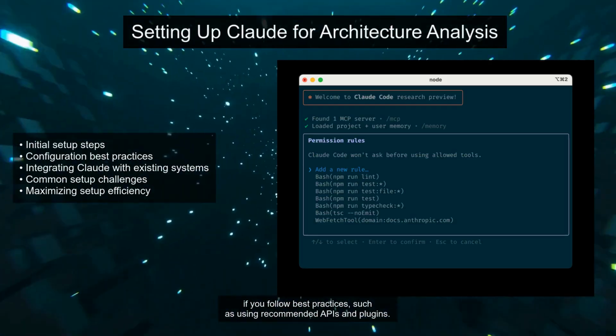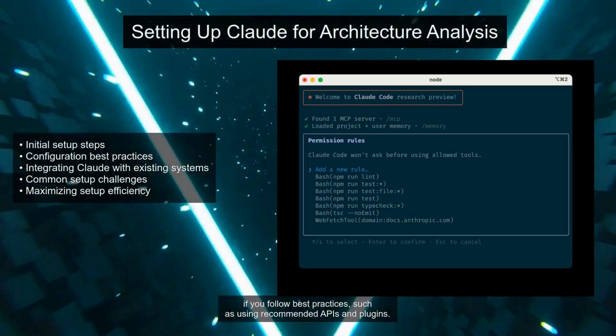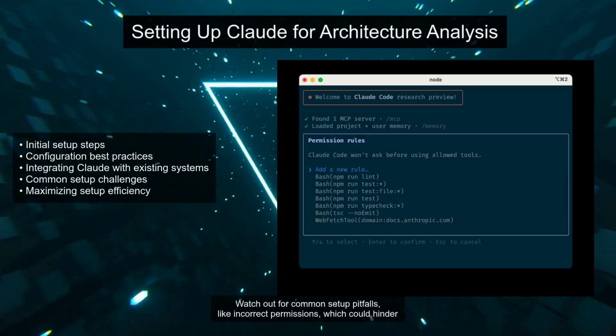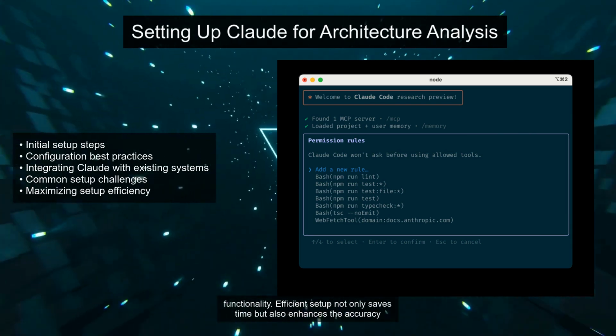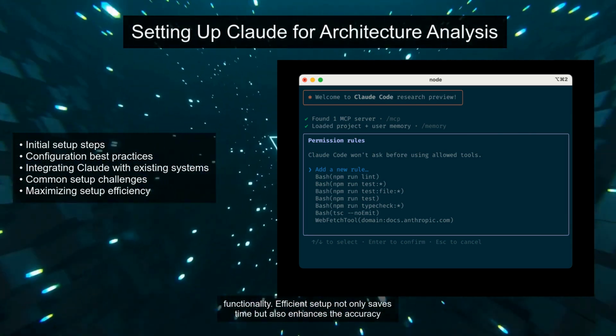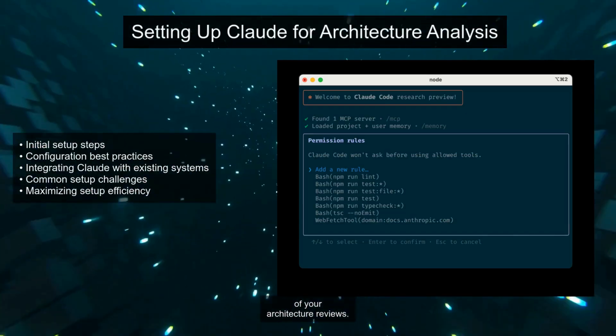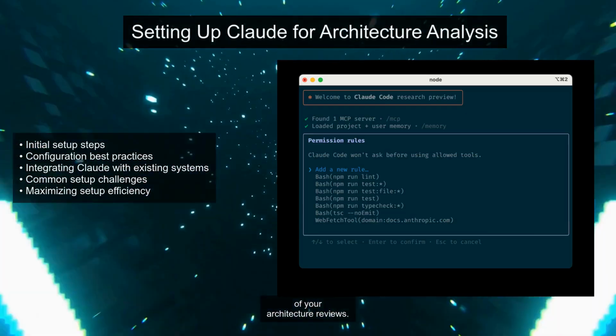Integrating Claude with existing systems can be seamless if you follow best practices, such as using recommended APIs and plugins. Watch out for common setup pitfalls, like incorrect permissions, which could hinder functionality. Efficient setup not only saves time but also enhances the accuracy of your architecture reviews.